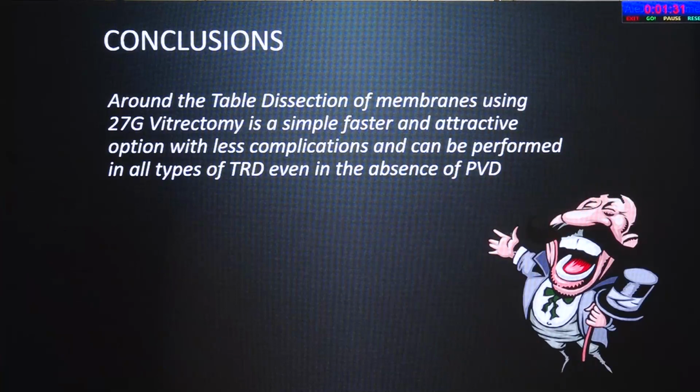To conclude, around the table dissection of membranes using 27 gauge vitrectomy is a simple, faster and attractive option with less complications and can be performed in all types of tractional detachments.